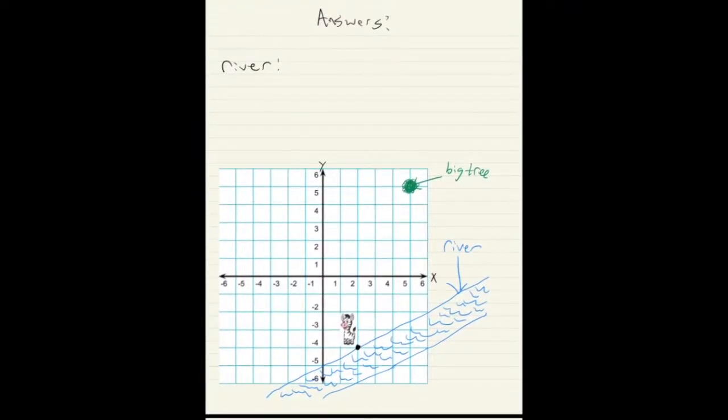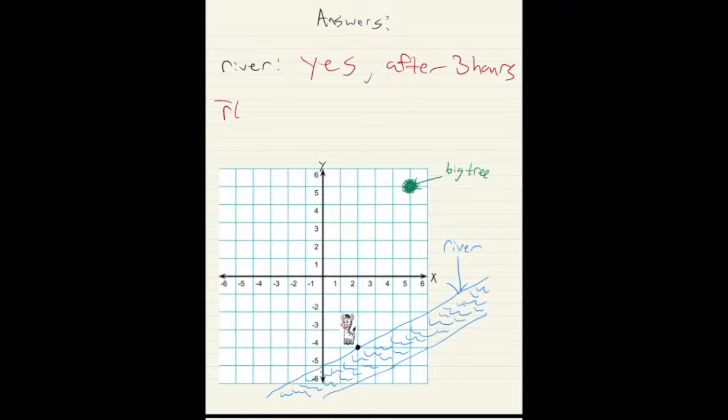Answers. Well, let's talk about the river first. Actually, this is the more difficult of the two. But yeah, Chris is right, folks. You see the zebra, he does reach the river at the point 2, negative 4. Okay, he does get a drink of water at that point. So yes, he does reach the river. And Chris, what did you say? After 3 hours, I agree. Yes, it is after 3 hours of walking. He gets thirsty, stops at the river for a drink.